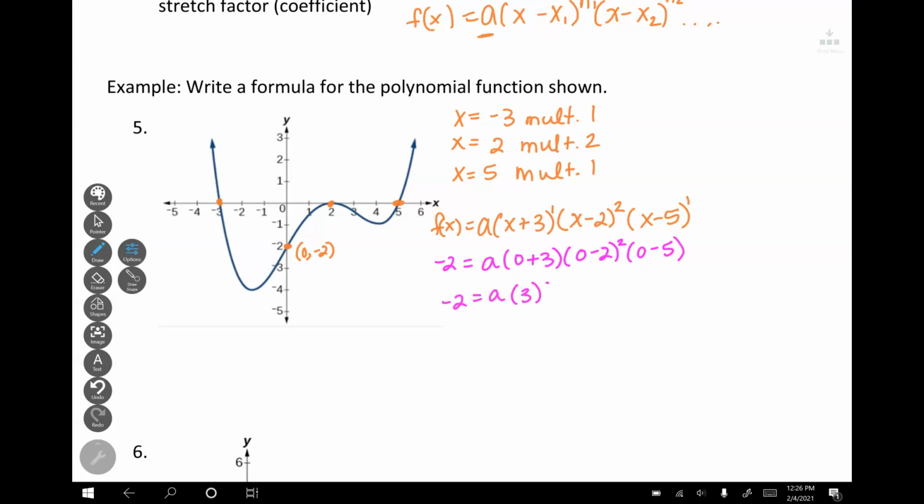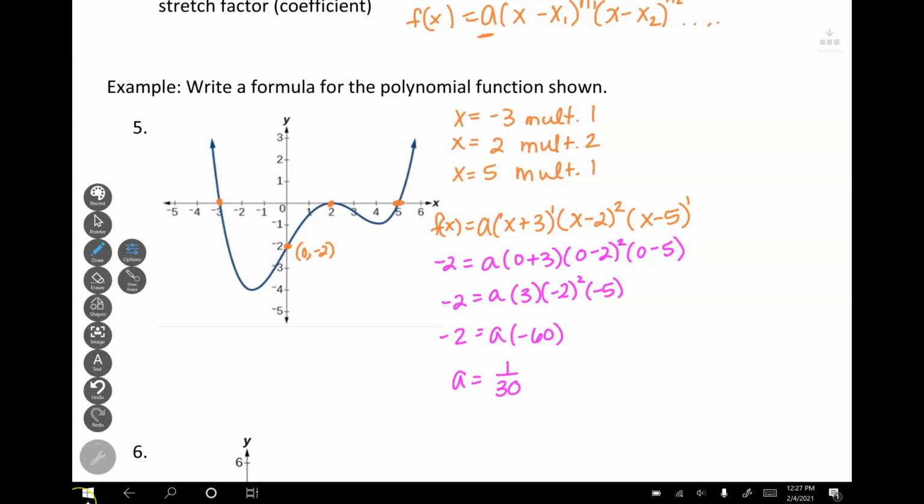So that's 3, -2 squared, -5. You can multiply all of that together in your calculator, but you really don't need to. Let's see, 3 times 4 times -5, -60, and then I would divide by -60, so that's 1 over 30.